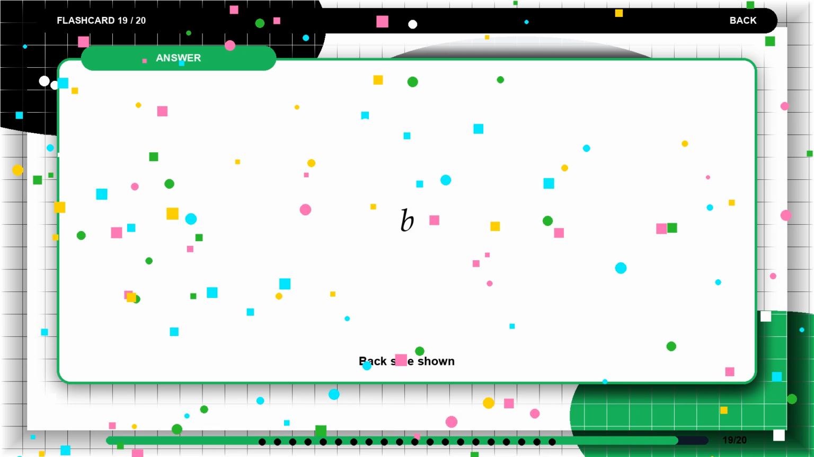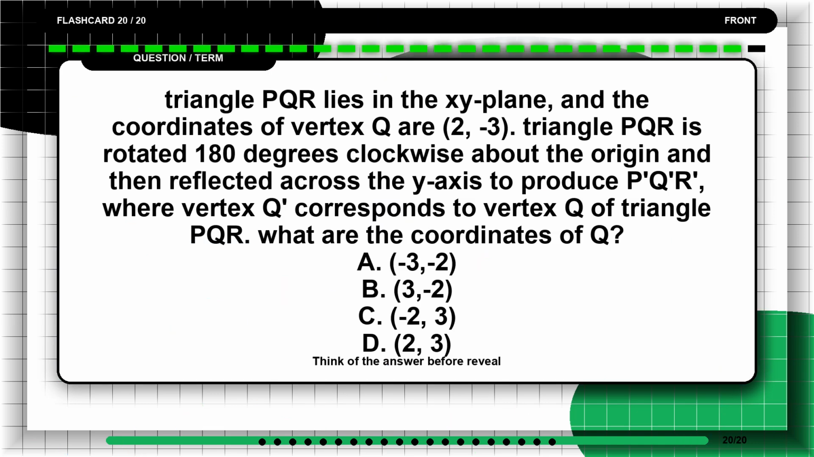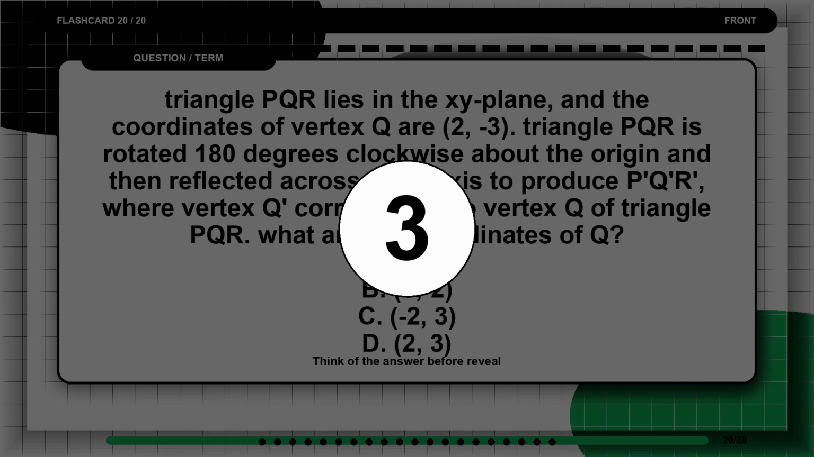The answer is B. Flashcard 20. Triangle PQR lies in the xy-plane, and the coordinates of vertex Q are (2, 3). Triangle PQR is rotated 180 degrees clockwise about the origin and then reflected across the y-axis to produce P'Q'R', where vertex Q' corresponds to vertex Q of triangle PQR. What are the coordinates of Q'? A) (-3, 2), B) (3, -2), C) (2, 3), D) (-2, 3). Pause and think of the answer before the reveal.